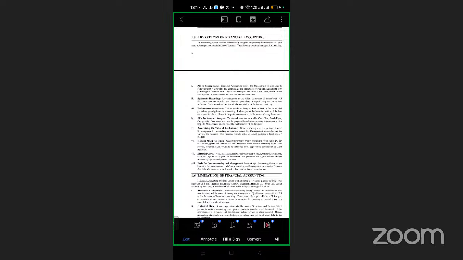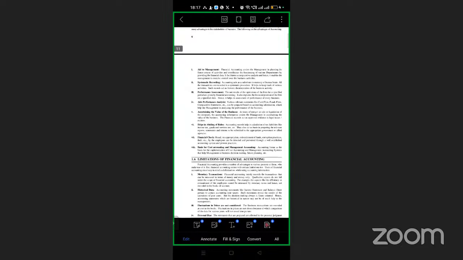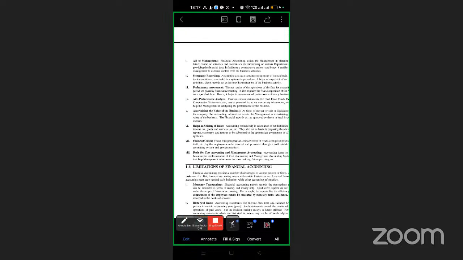And the advantages of financial accounting: if you look at aid to management, these advantages are very simple if you understand. Aid to management means this will all help the management. How will accounts help the management? When you prepare accounts, you will know which department is performing well and which department is not performing well. This is all possible, and the management, meaning the owner of that organization, can understand easily with the help of financial accounting.